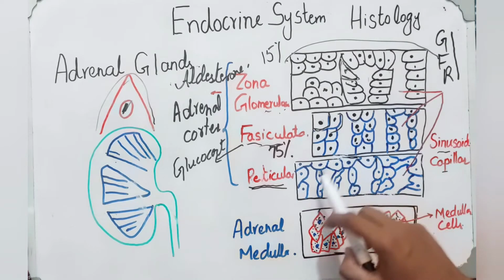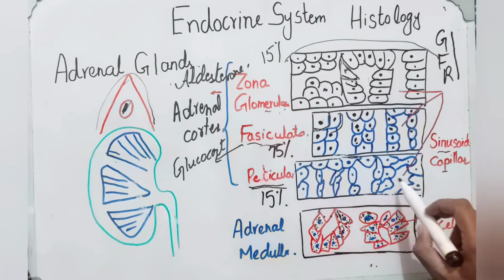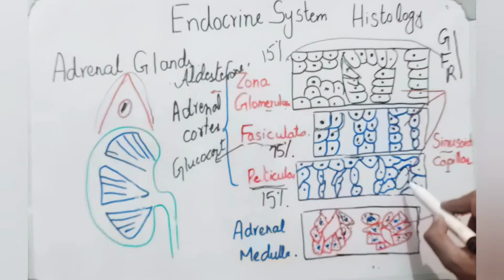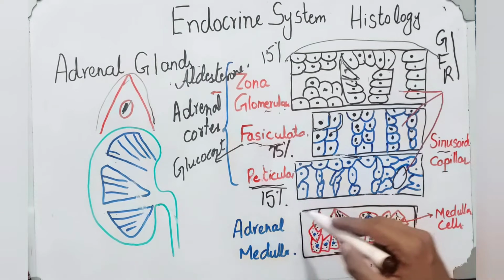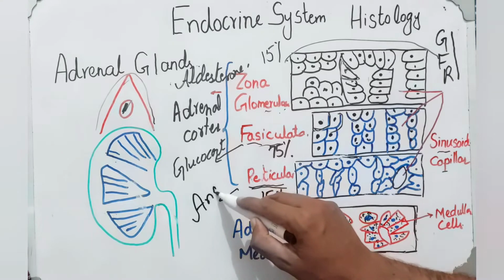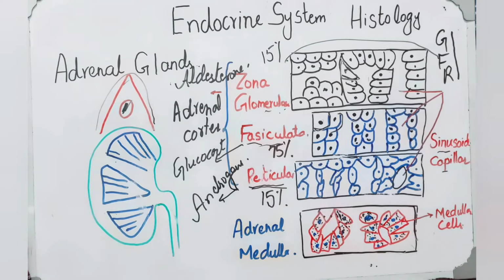These cells are also polyhedral in shape and mainly contain 15%. And these are the sinusoidal capillaries between the cells. These capillaries are called the sinusoidal capillaries. It mainly contains 15%, and these release the androgen hormones. Androgens, or the sex hormones, are produced through the zona reticularis.